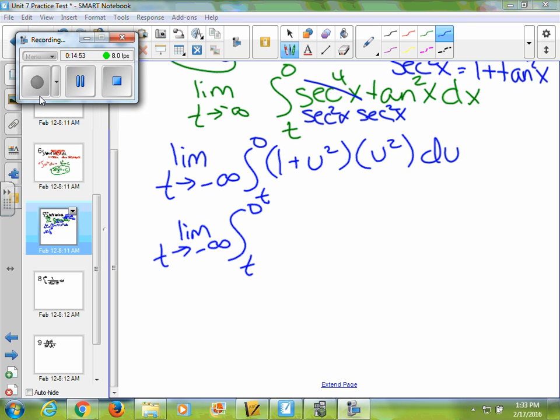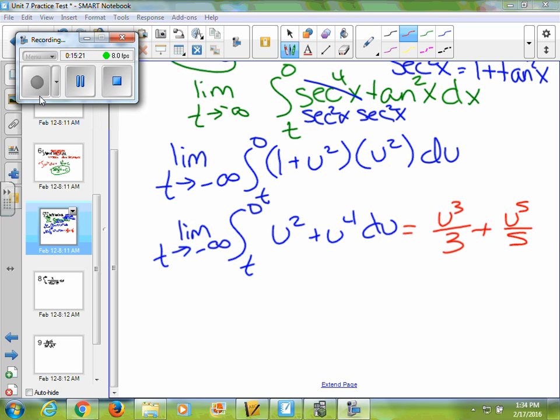If I keep simplifying and distribute my u squared, I get the limit as t approaches negative infinity of the integral from t to 0 of u squared plus u to the 4th du. And what's the integral of u squared? U cubed over 3. And what's the integral of u to the 4th? U to the 5th over 5.